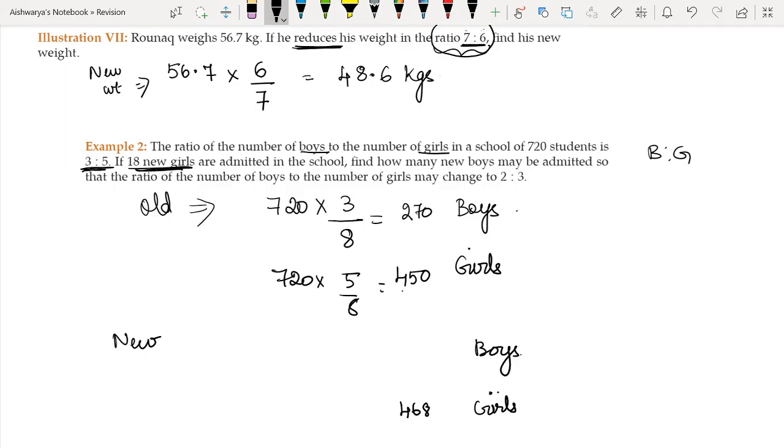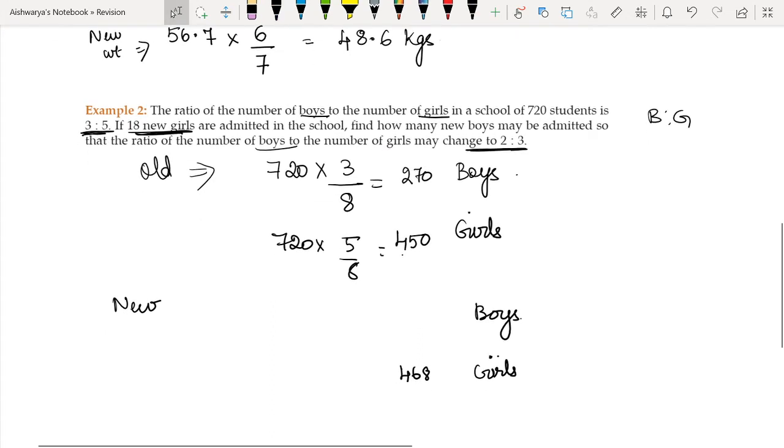Okay, and the ratio of boys to girls has now become 2 is to 3, which means just go backward and fill up this equation. So 3 by 5 of this is 468 into this number. So what is this number?